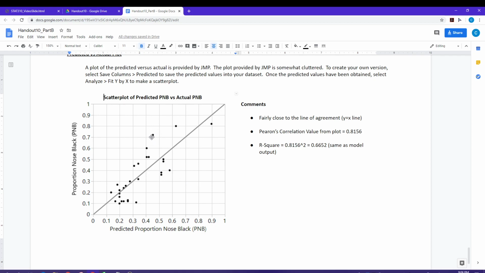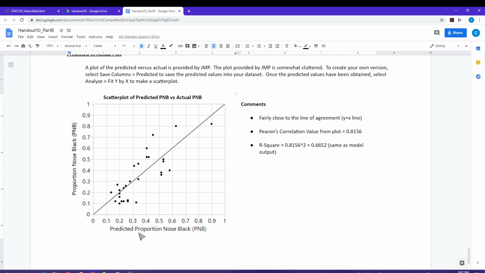So right here, for example, is that outlier that I was talking about earlier. It had a proportion of nose black at about 70-some%, but I was predicting it way down here at 45%. So the line here is my prediction. You can see that I was really far off for that particular point. But for the most part, I'm pretty close to the line. If I obtain Pearson's correlation coefficient for this plot, I get a value of about 0.8156.